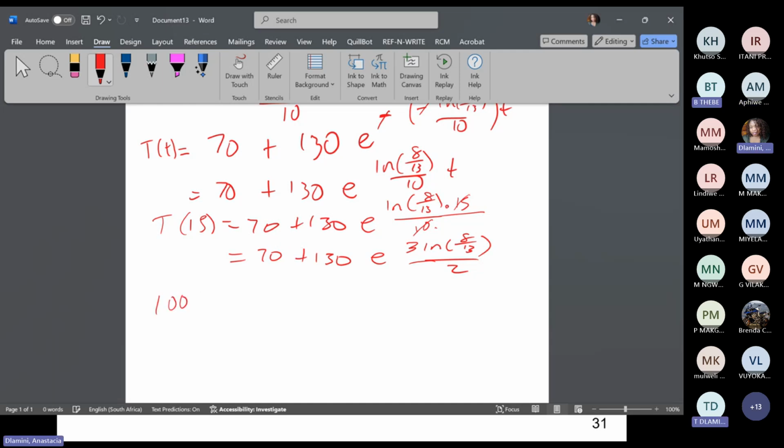So we put 100 here. At T, it equals 70 plus 130 e.